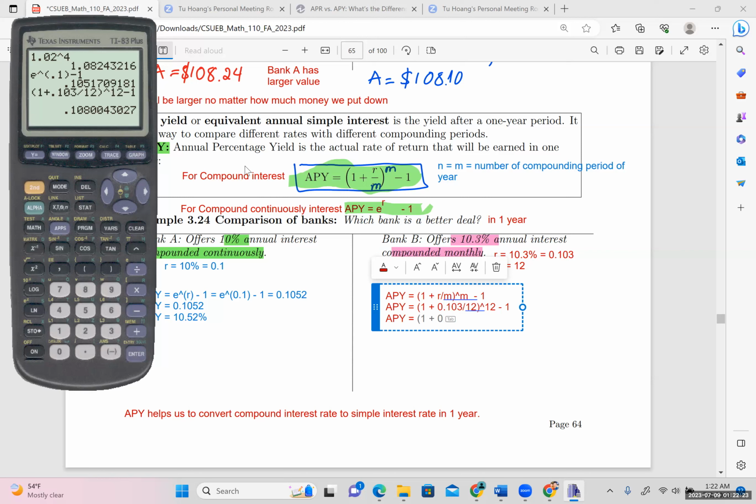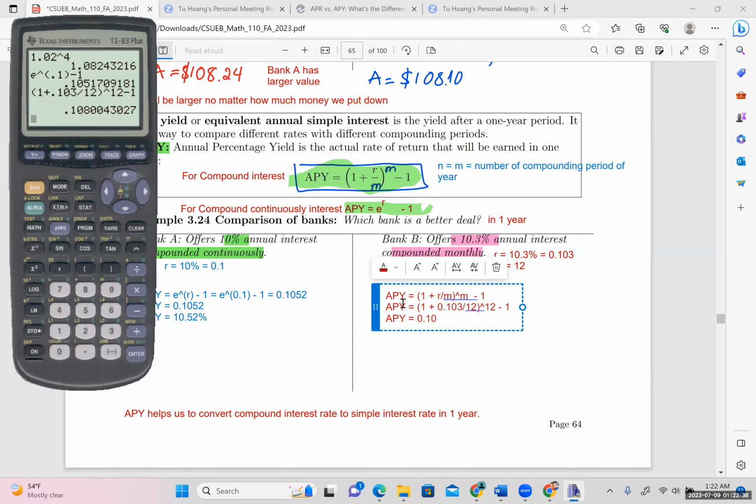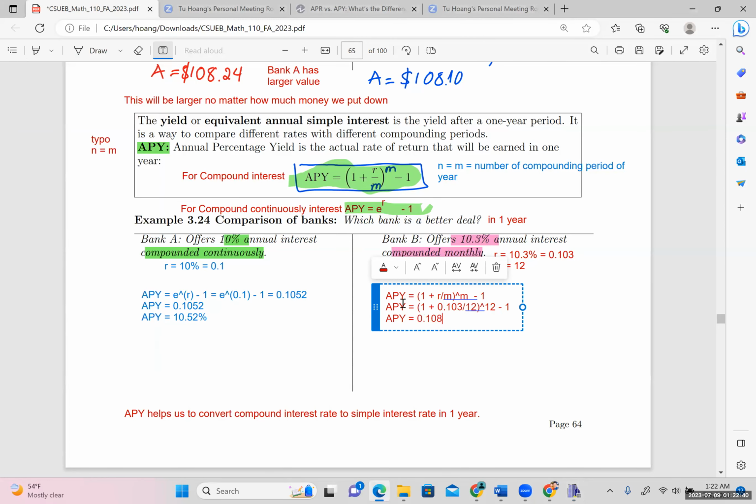For the decimal places, I'm going to stop at 0 here. So 0.1080, right? Which I can convert into percent, it's going to be 10.80%, multiplying by 100%, right?